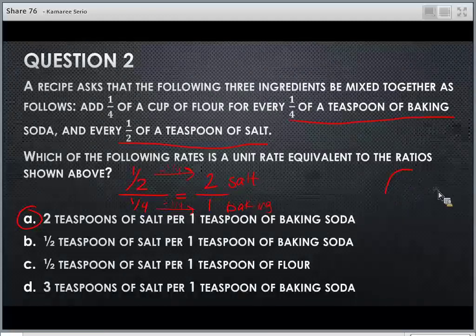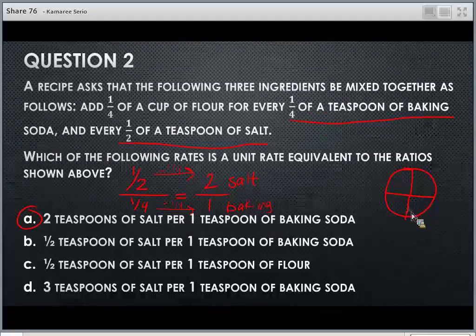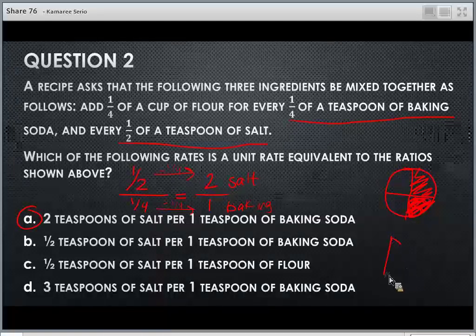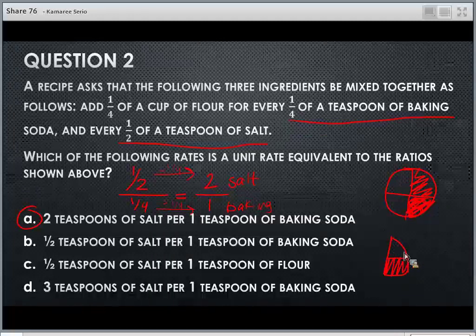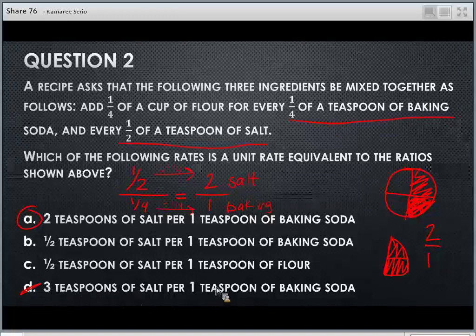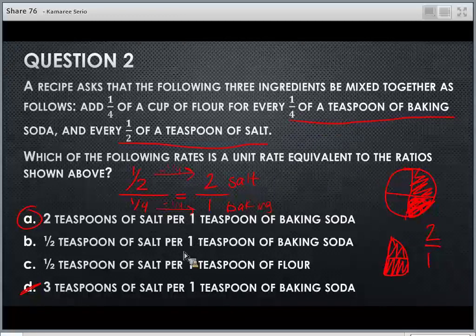Here I have my circle and I cut it into fourths. This is 1/4 of my, if we could call this a pizza. If I have 1/2, that's 2 of them. So if I take this half and pull it out here, 1/4 is half of a half, so it's a 2 to 1 ratio. So any of these that have a 2 to 1 ratio could be a possible answer. This one down here, D, could not be because it says 3 to 1. So just read through them and double check that you are adding the right ratios.